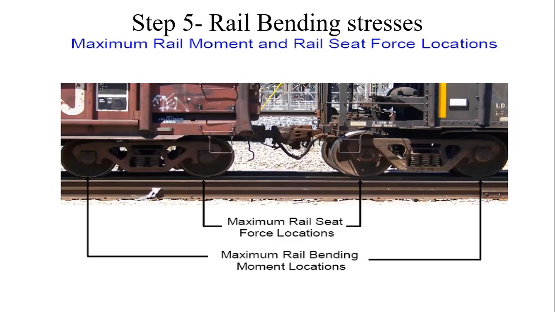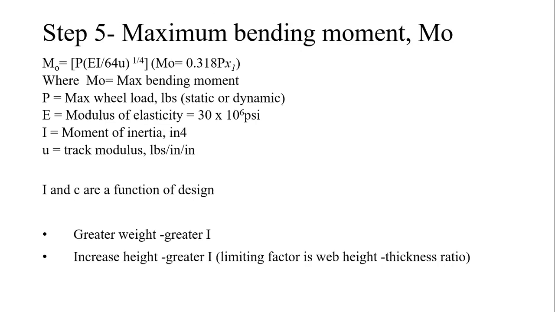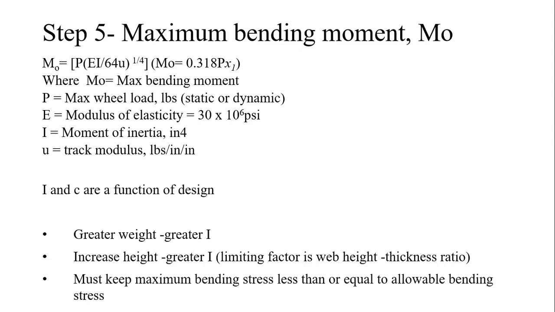The first is to know where the rail seat reaction will be from the first wheel, and the bending moment will be from the second wheel. Now, mathematically, you can calculate this maximum bending moment using this equation. Increased height means greater I, but we have to have a ratio, web height to thickness ratio. It is around 1.5, I guess. Maximum bending stress must be less than or equal to allowable bending stress.